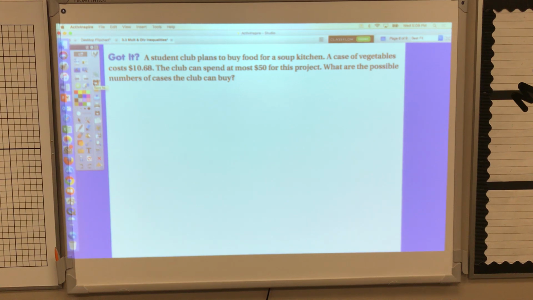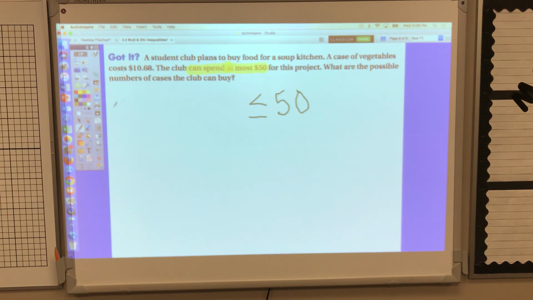A word problem. Okay. A student club plans to buy food for a soup kitchen. A case of vegetables costs $10.68. The club can spend at most $50 for this project. What are the possible number of cases the club can buy? I'm going to use that marking the text strategy. The club can spend at most $50. That's the most they can spend, so that's my total. And at most means they can spend less than or equal to that amount, so my answer has to be less than or equal to 50.